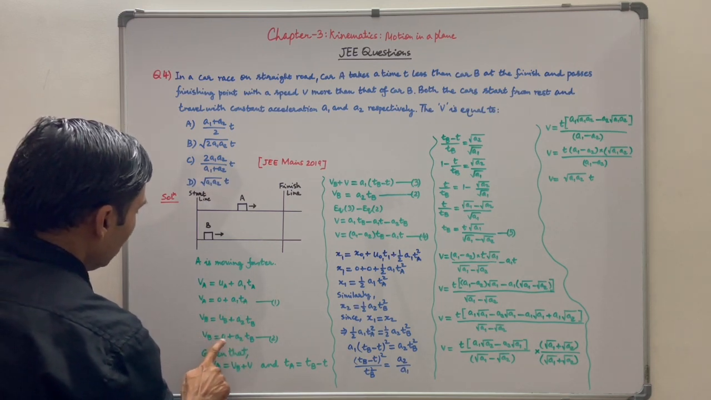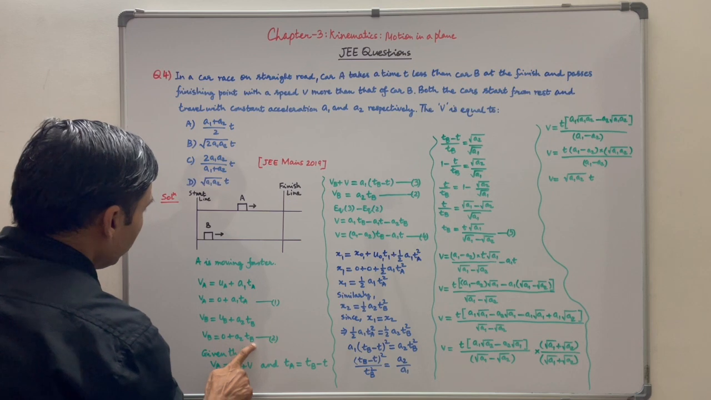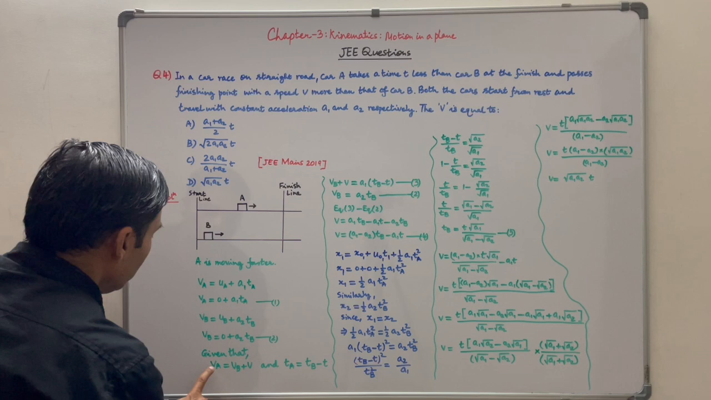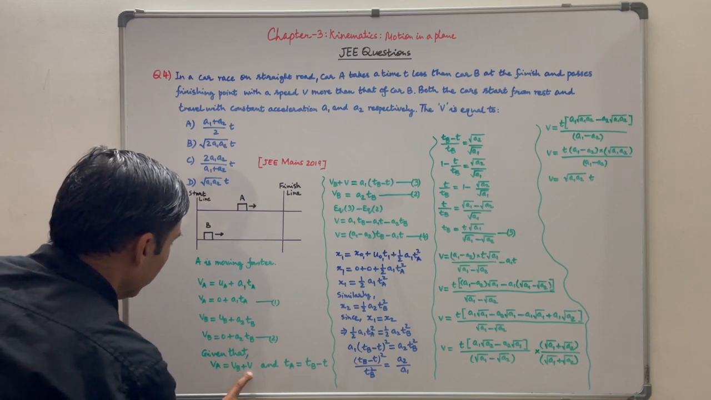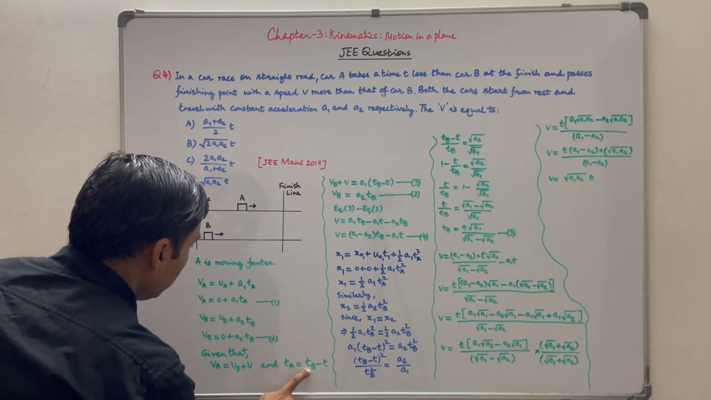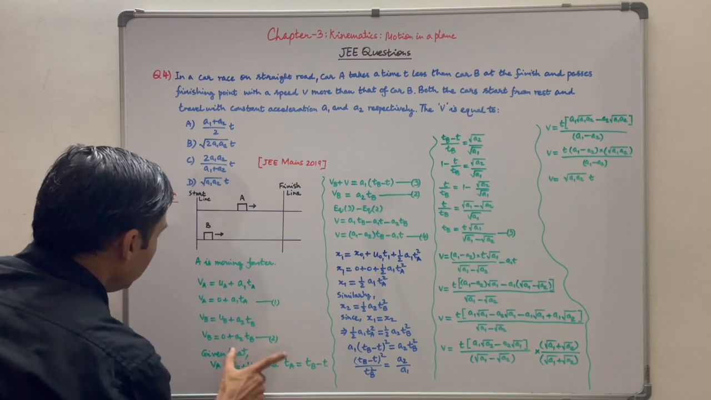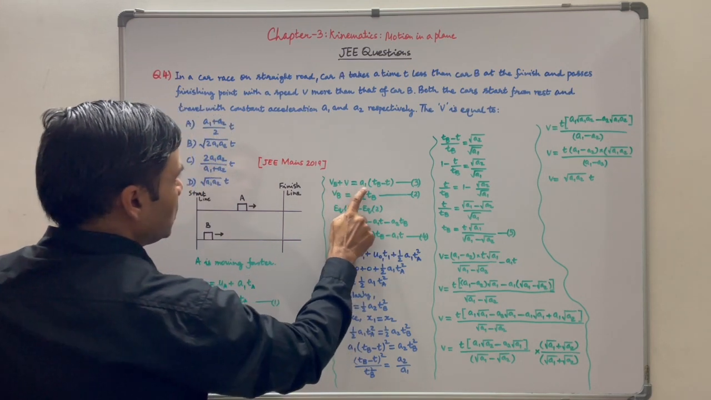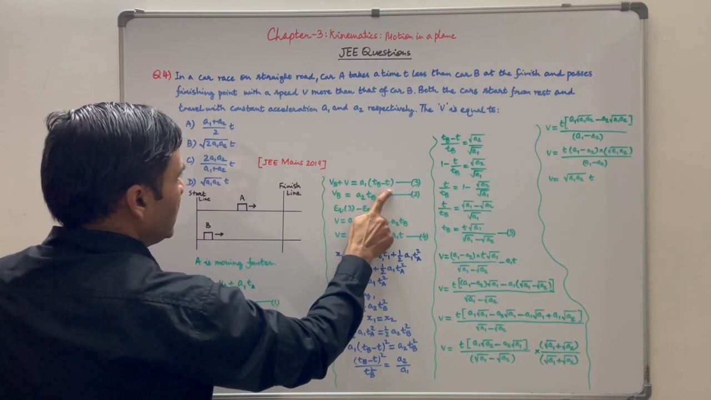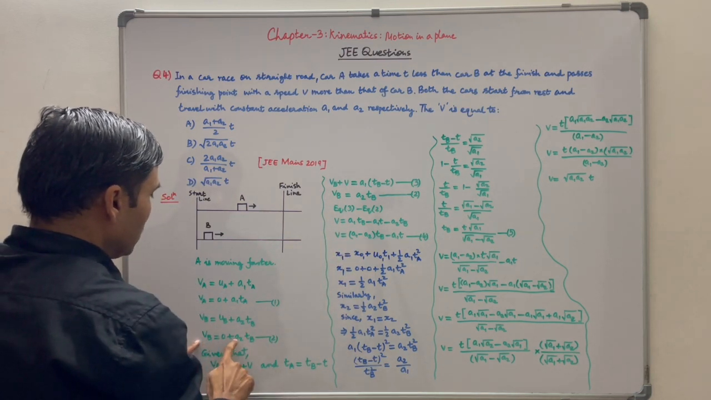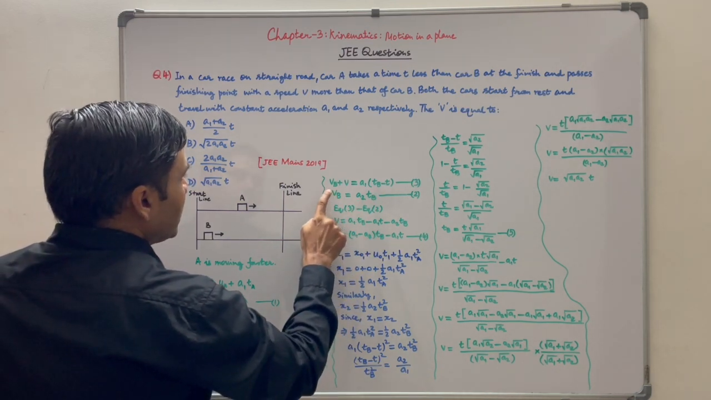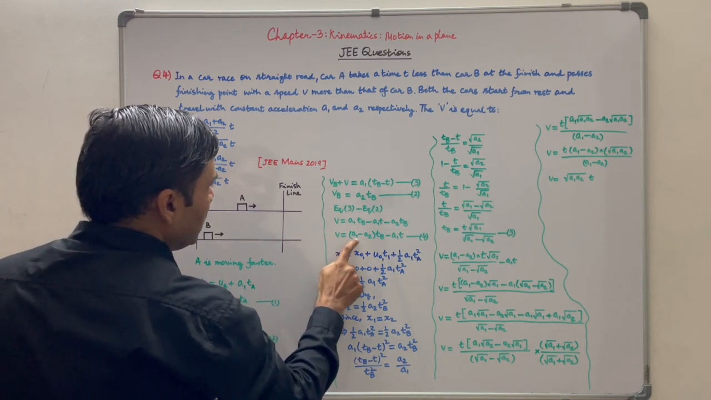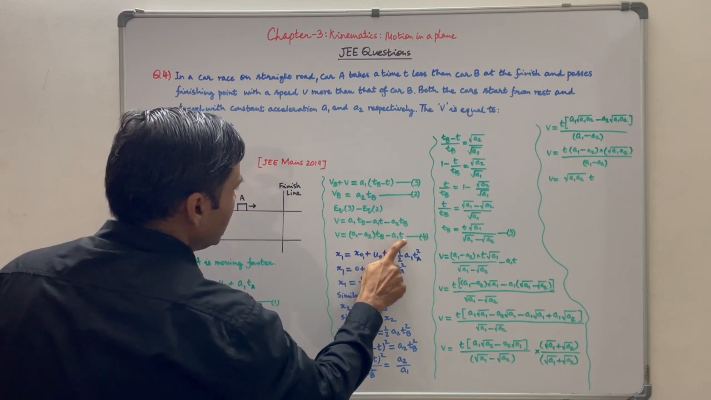Similarly, VB is equal to 0 plus A2 TB. These are first and second equations. It is given that VA is more than VB by V and TA is less than TB by T. So putting these values in equation 1, we get equation 3. VB plus V is equal to A1 into TB minus T, and equation 2 is VB is equal to A2 TB. Subtract equation 2 from equation 3. We get V is equal to A1 minus A2 TB minus A1 T.